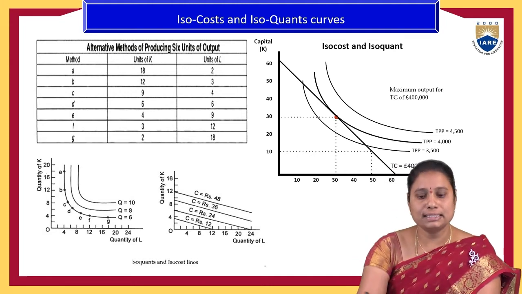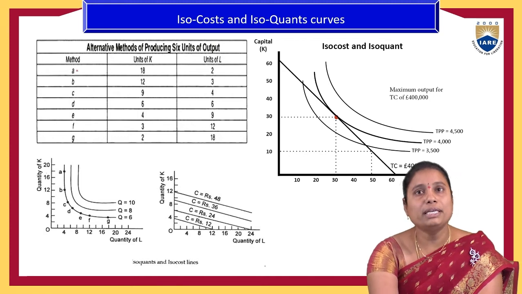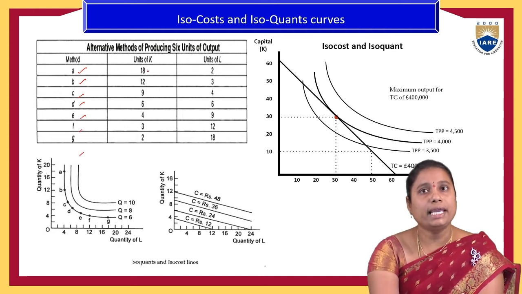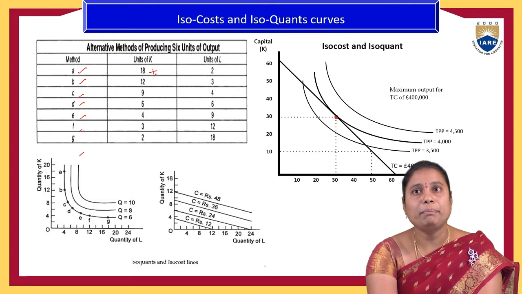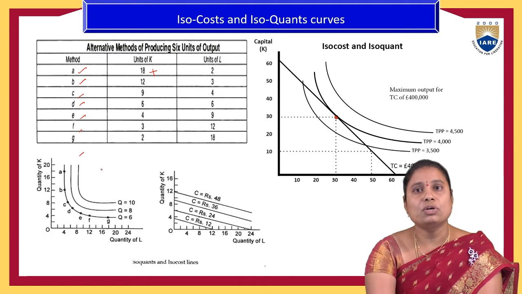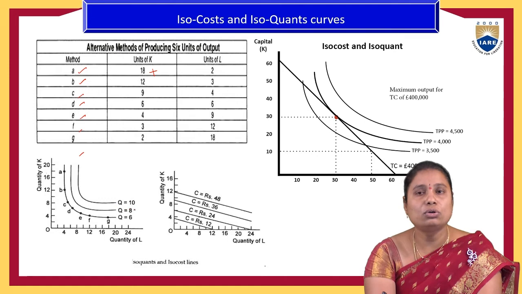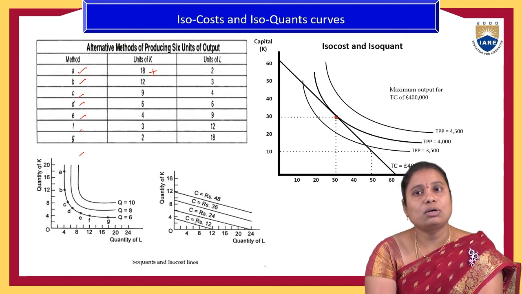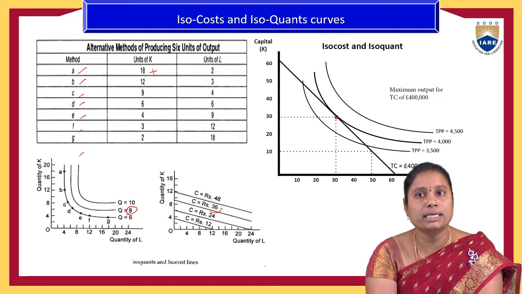In the same example, if we see various combinations of these methods like A, B, C, D, E, F, G, in case A, the number of capital plus the number of units of labor is 18 and 2. At that situation, how much quantity of goods are they able to produce, and what is the cost incurred for those goods, and at the next level of output, what quantity can they produce and what expenditure is incurred at that level of production.